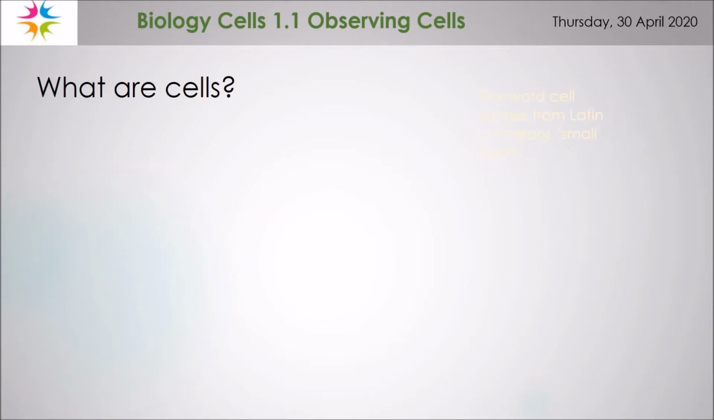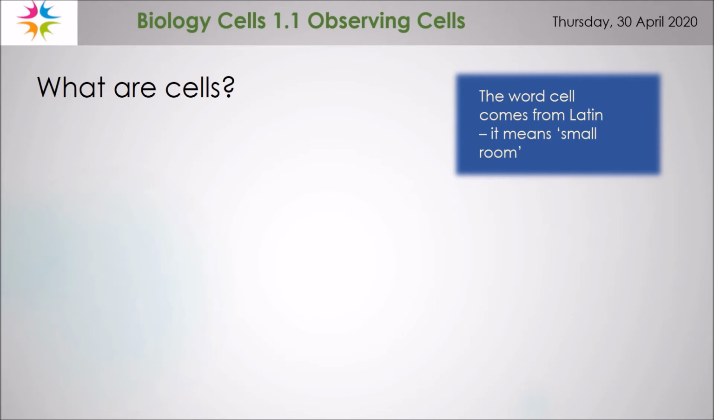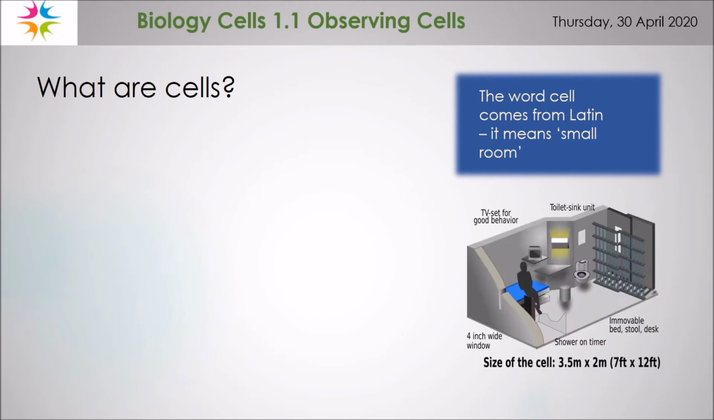So what are cells? Cell comes from a Latin word which means a small room. Here is a small room, also called a cell. And cells are also small rooms because they have a wall around the outside and they contain a variety of things on the inside. So cells are the building blocks for all living things.